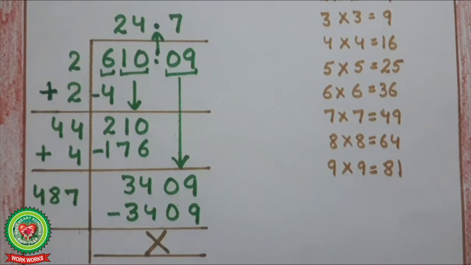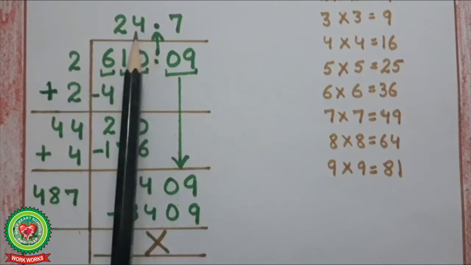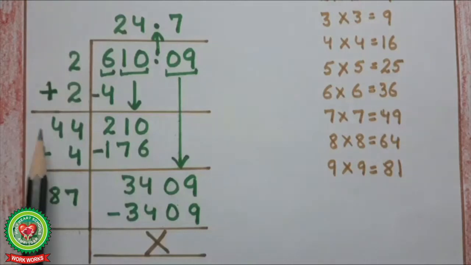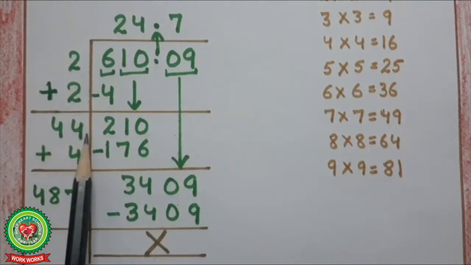Again our next step is to double the quotient. Here the last digit of the quotient is 4 and the divisor is 44, so we will add 4 to 44, it comes out to be 48, so we'll write down 48 at the place of the divisor.